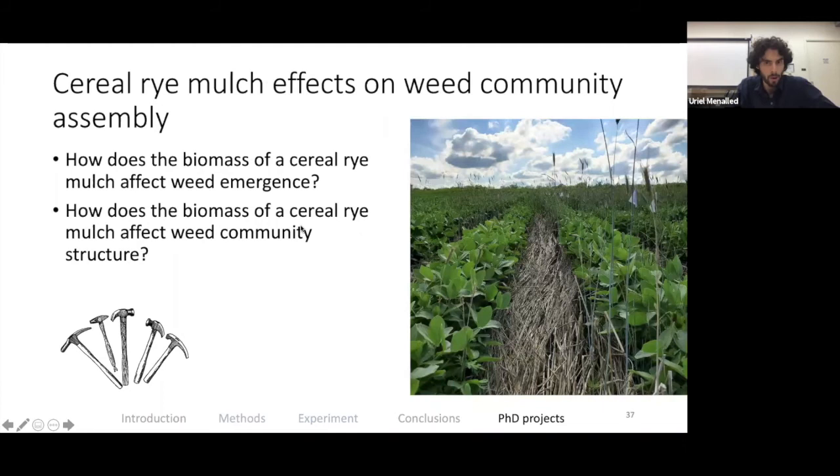My second experiment is also in a roller crimped cereal rye soybean system, but here what I'm varying is the biomass of cereal rye. And I want to see how different biomass of cereal rye affects weed emergence from the seed bank. Another thing I'm doing in this project is I'm looking at the functional diversity of the weed community. So I want to see how different biomass treatments of cereal rye will affect weed functional traits.